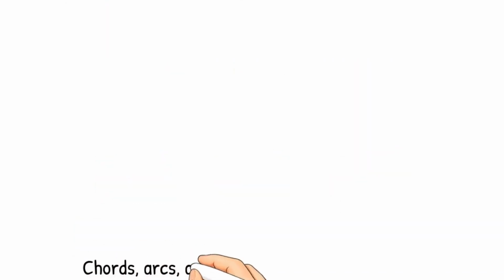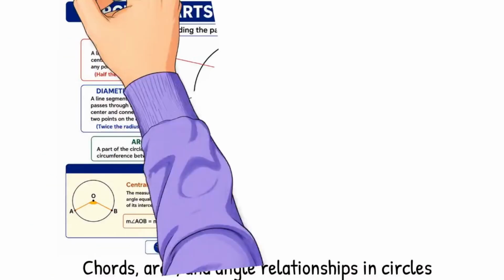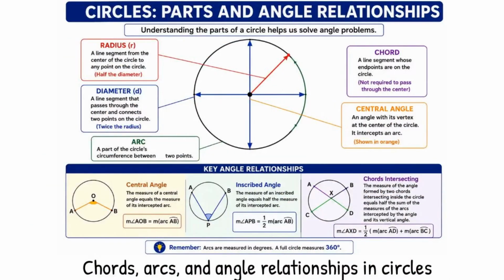A chord is any segment with both endpoints on the circle. A diameter is a special chord that goes through the center. A radius drawn to the midpoint of a chord is perpendicular to that chord, and this fact helps prove many circle theorems. An arc is a portion of the circumference.